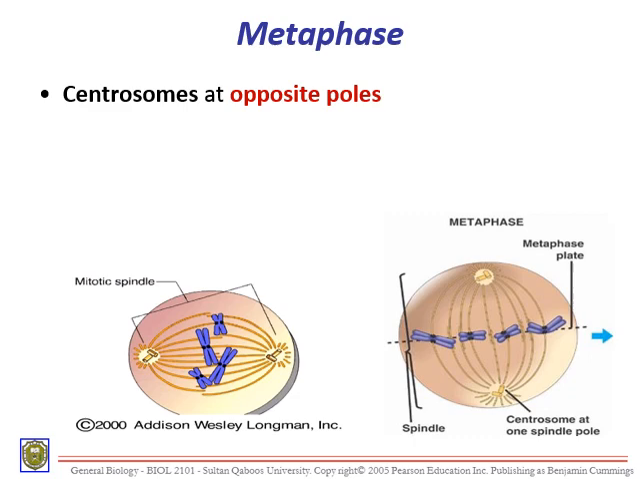Metaphase is the third phase of mitosis. So that's number three, metaphase. What happens in this phase? The figure that you have on your left-hand side is prometaphase, and the figure that you have on your right is the metaphase. The first thing that we notice here is that the centrosomes are at opposite poles of the cell. They are exactly at the opposite poles of the cell. This one is at the north pole and this one is at the south pole.